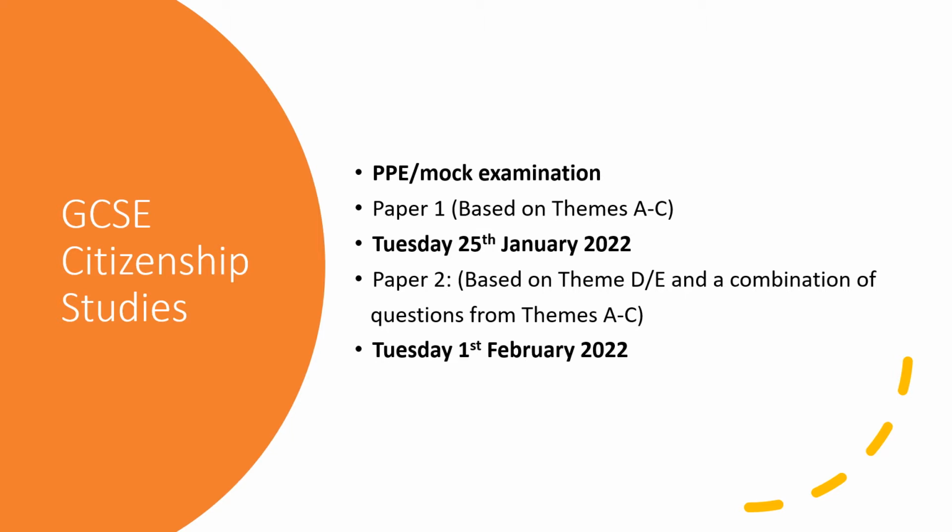And paper 2 is based on theme D or theme E, depending on which theme learners have covered in class before the PPE. So if they've covered theme D, they will be answering questions on their exam to do with power and influence. And if they've covered theme E, they will answer questions based on the citizenship action. In addition to this, paper 2 will also be a combination of questions from themes A to C.